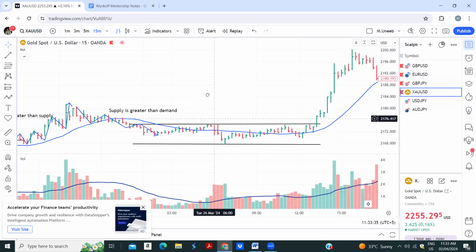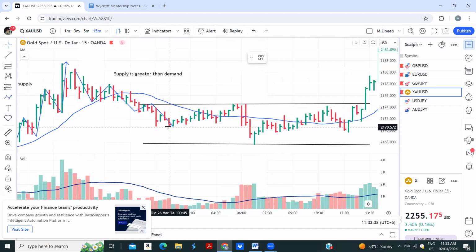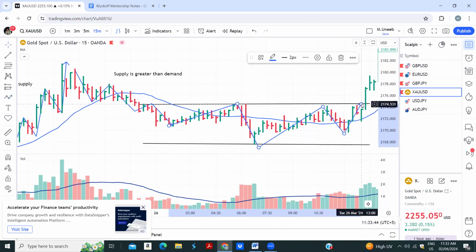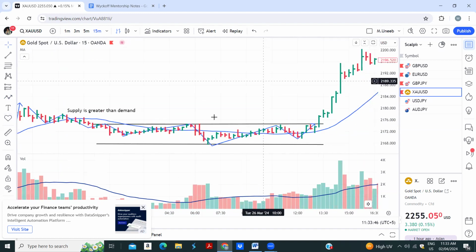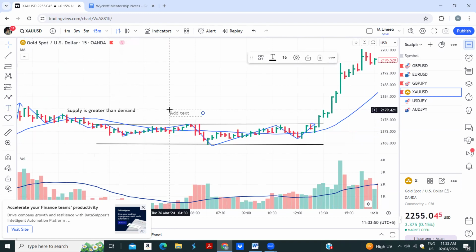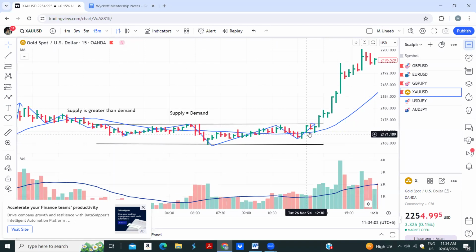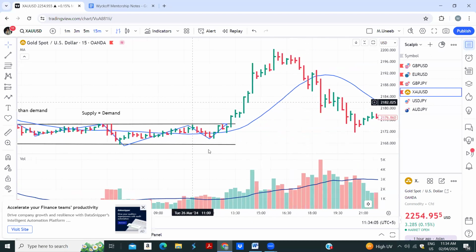Now here again, as you can see, the supply is equal to demand. When supply is equal to demand, this means that the price will move in a range. So whenever the supply is equal to demand, the price will move in a range or the price is in equilibrium. But how about this one?